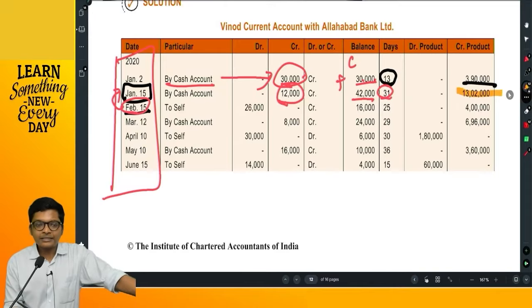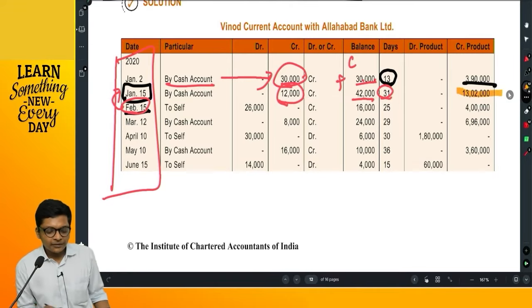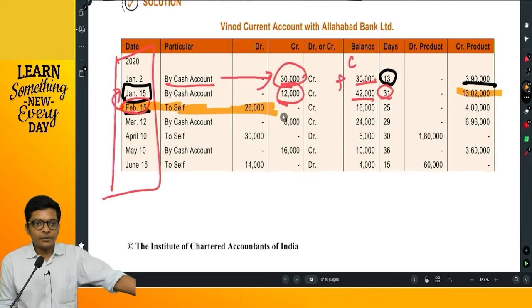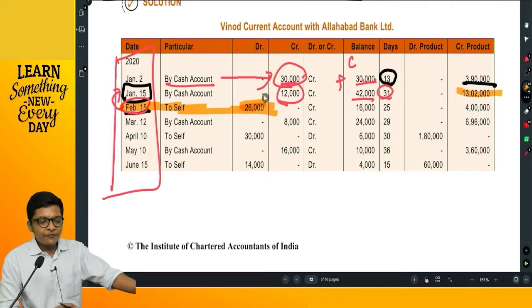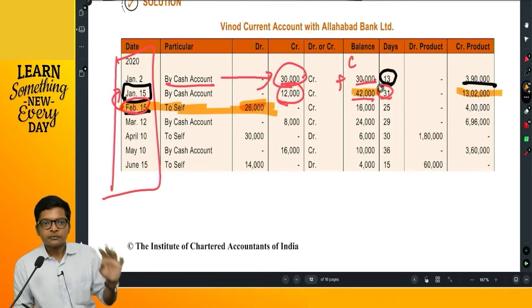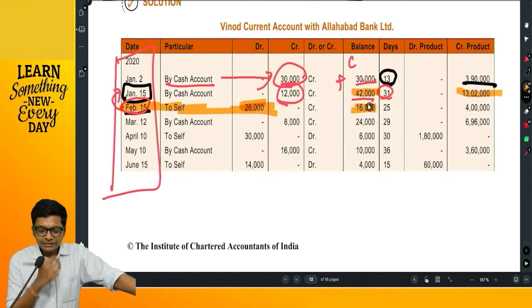Are you following, guys? When is the next withdrawal? First withdrawal, 15th Feb. Withdrawal means debit in the bank. So debit how much? 26. Before withdrawal my balance was 42. After withdrawal it became 16. This 16 is there for how many days? Till the next, 25 days. Are you following, guys?